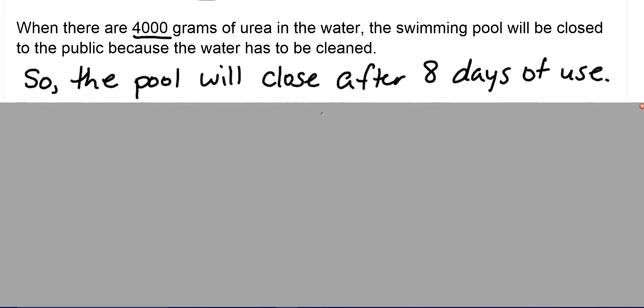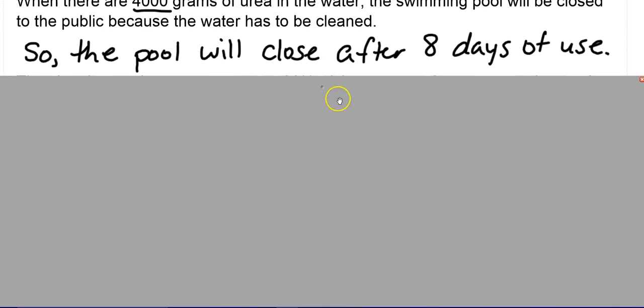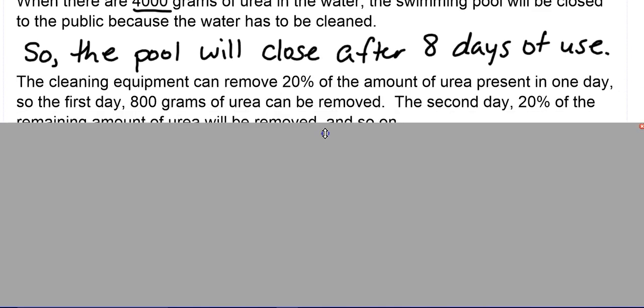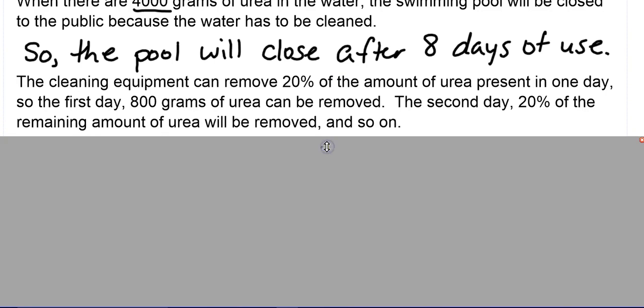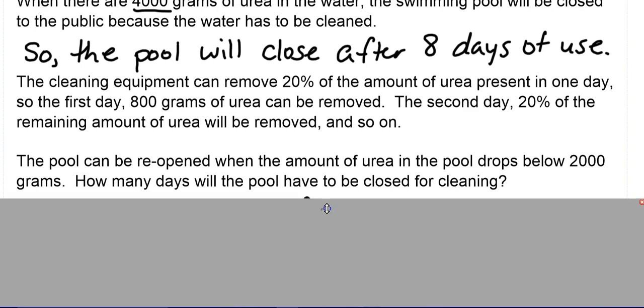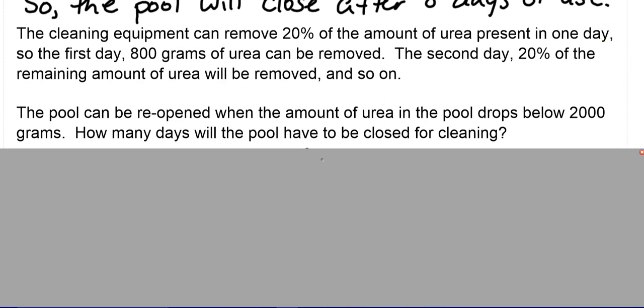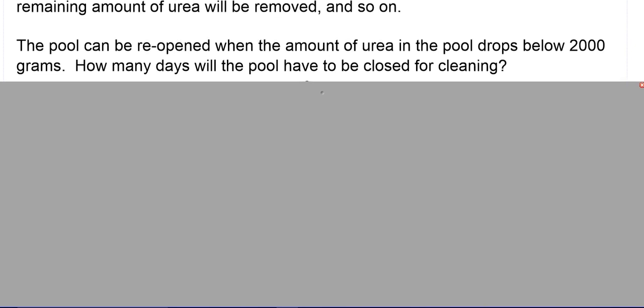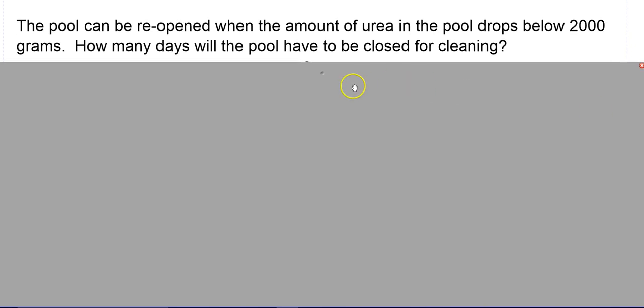So let's see what the solution here is. The cleaning equipment in the pool can remove 20% of the amount of urea present in one day. So the first day, 800 grams of urea can be removed. That's 20% of 4,000. The second day, 20% of the remaining amount of urea will be removed, and so on. The pool can be reopened when the amount of urea in the pool drops below 2,000 grams. How many days will the pool have to be closed for cleaning?